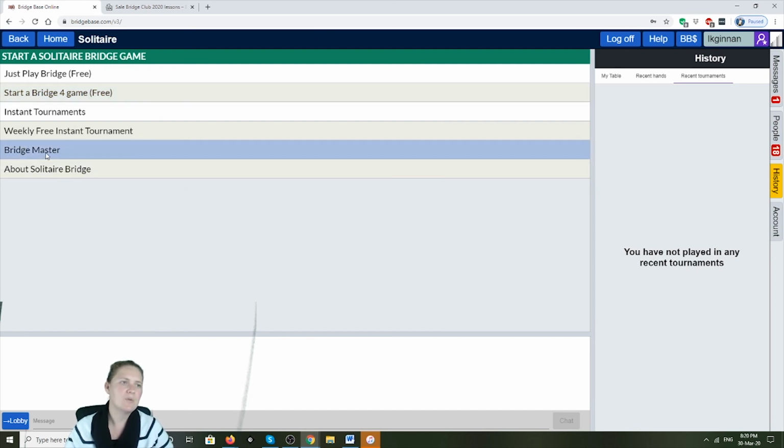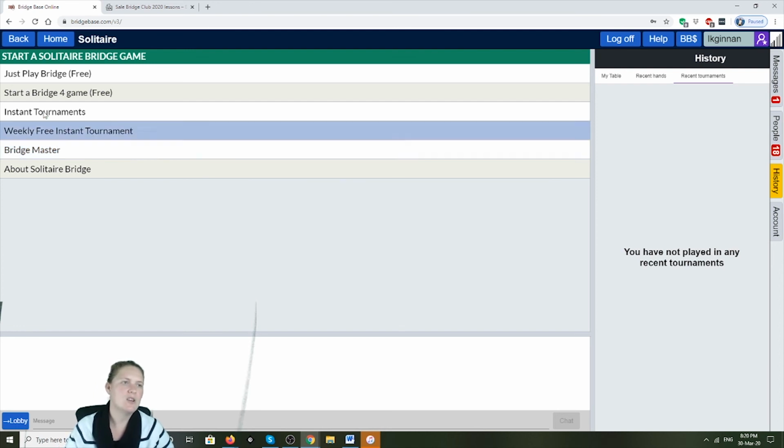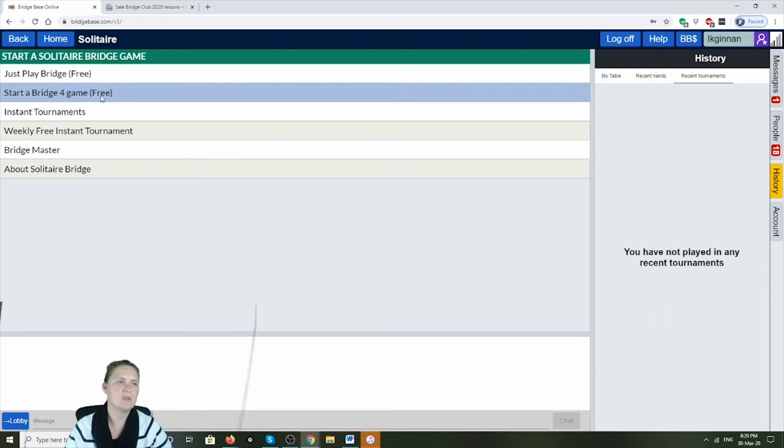Now, one area that's really useful is Bridgemaster, and I've sent through a video on the Bridgemaster topic. Once you have a BBO username, this is another way that you can access Bridgemaster. If you don't have a Bridgebase username, you can also access it through the main homepage before you've logged in. But what also happens here is that you can do these two different options, which is start a Bridge 4 game.